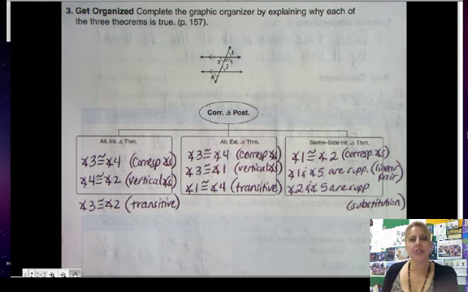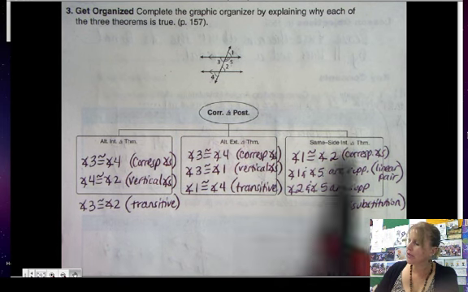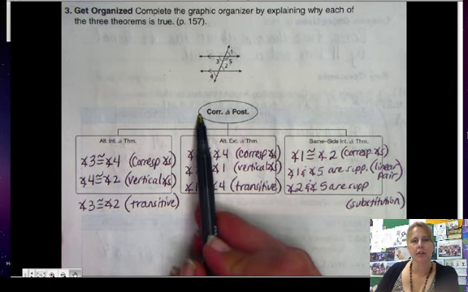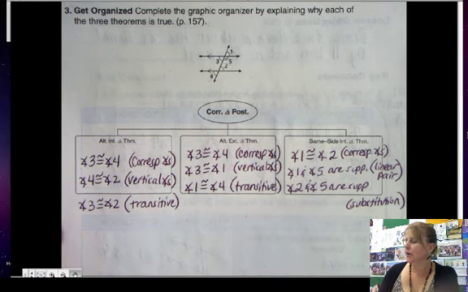And there I have it. I just proved all 3 of these theorems based on the postulate of corresponding angles. So there we have it.